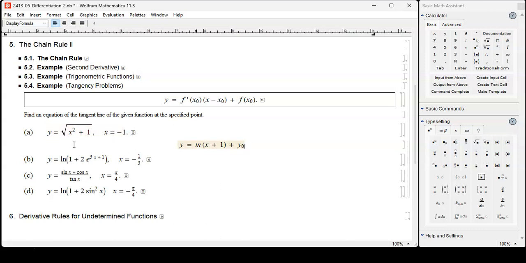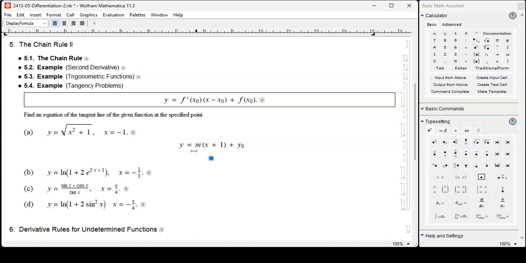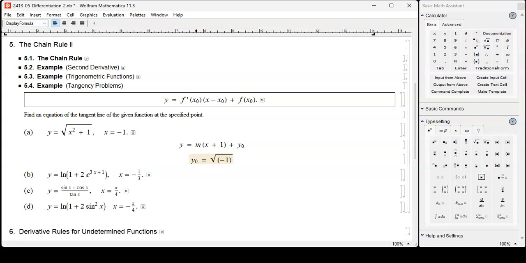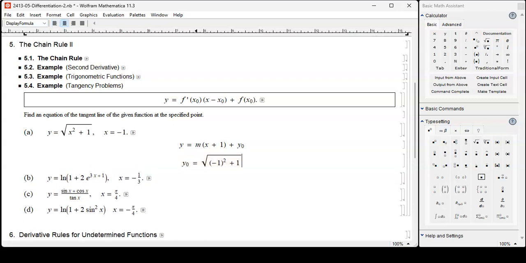It's not too bad. Plug in x equal to -1 here, and you're going to get the square root of -1 squared plus 1. Is that it? Yeah, I guess so. You're going to get the square root of 2. So y0 here is the square root of 2. Now, if you get the slope, then you're through.